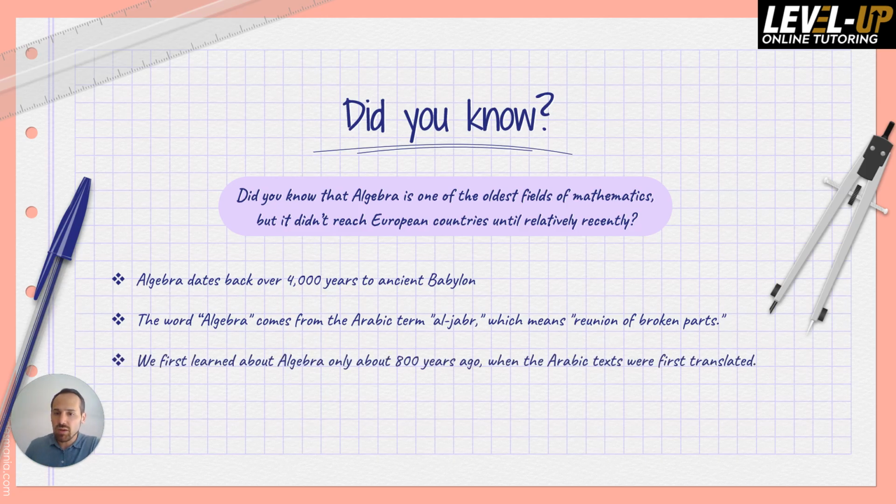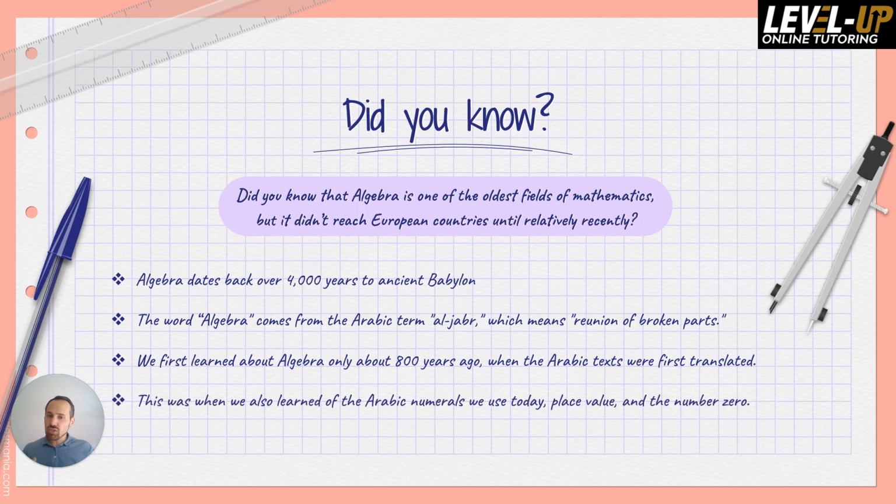We in the UK say we only really learned about it about 800 years ago, which is relatively recently, compared to 4,000 years when Arabic texts were first translated. And it's also where we got our number system with numbers 0 to 9 and place value, how we use that to create bigger numbers from those initial 10 numbers. And the number zero itself, like we didn't have a number zero. We were still using Roman numerals back then, which is not very good for mathematics at all. Like Arabic numerals are so much better. So yeah, some interesting facts about where algebra comes from.